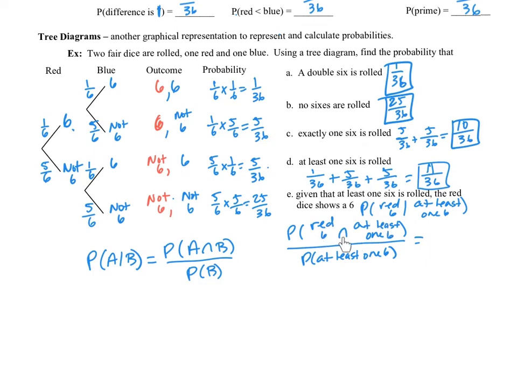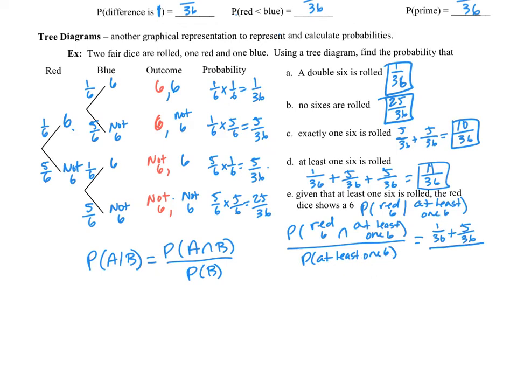Now remember, an element is in an intersection if it's in both sets at the same time. So if we look at this outcome, we have a red 6 and at least one 6. We also have a red 6 and at least one 6 here. So we're going to have to add those two probabilities together. So we're going to have 1 out of 36 plus 5 out of 36 in the numerator of this fraction, and in the denominator we need to put the probability of at least one 6.